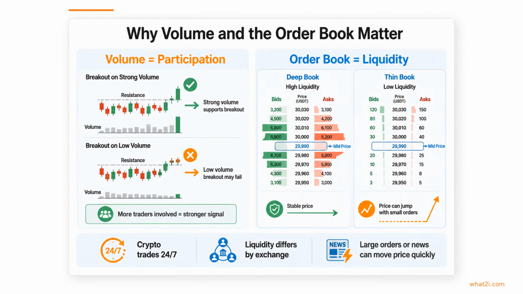Price shows the move, but volume tells you how many traders are really behind it, so a breakout on strong volume is usually more convincing than one that happens quietly and fades. The order book adds another layer by showing bids, asks, and available liquidity. In crypto that matters a lot because trading runs 24/7, liquidity can vary across exchanges, and thin books mean even small orders or sudden news can push price around and create misleading moves.